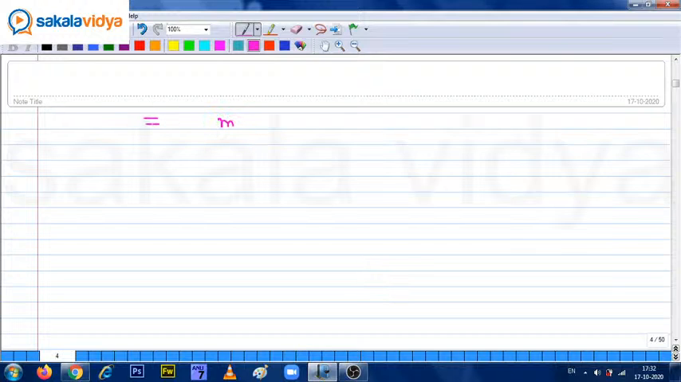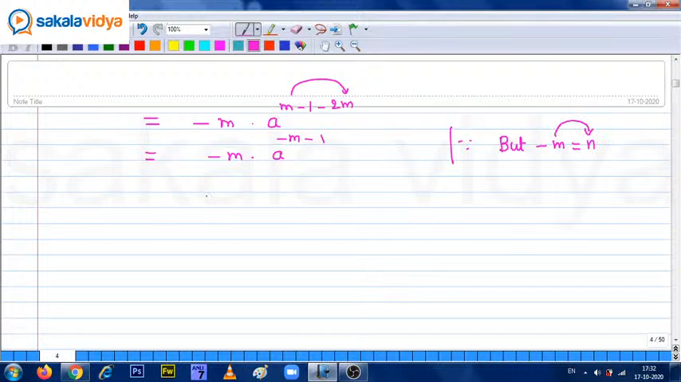Next we can write this as minus m times a to the power of m minus 1 minus 2m. So we need to simplify this: minus m into a to the power of minus m minus 1. But minus m is nothing but n, so instead of minus m, replace n. So we get n times a to the power of n minus 1. So that means you can apply the formula for negative integers also.